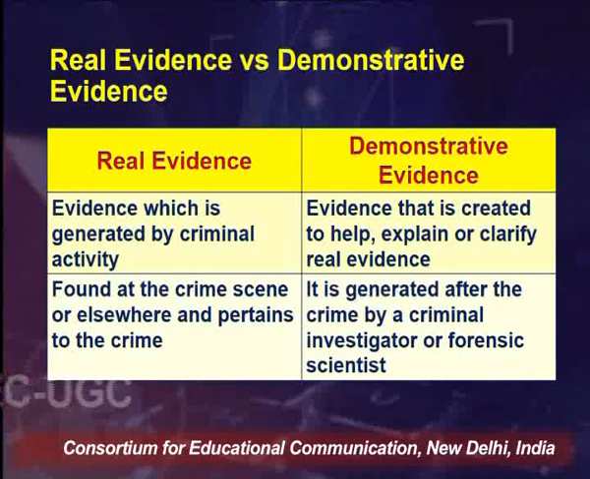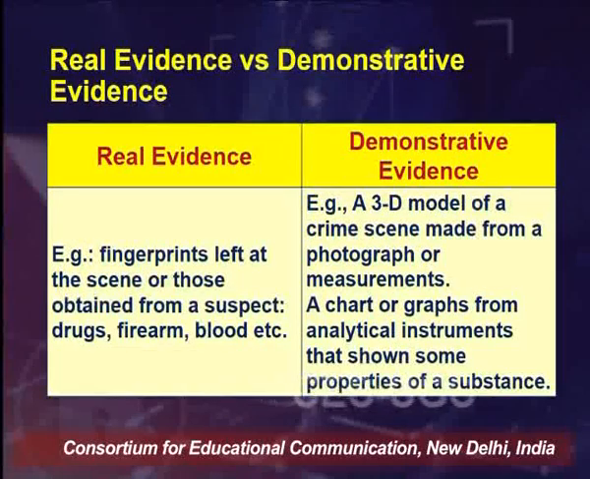The real evidence, as we have discussed, could be the various physical evidences which are found at the crime scene. But for the demonstrative evidence, if the forensic science expert has done a 3D investigation and made a 3D model out of the crime scene, that could be a demonstrative evidence which can help the expert in presenting his case in the court of law. As an example of real evidence, there could be fingerprints left at the scene of crime or those obtained from a suspect. Other real evidence, as I have already said, could be drugs, firearms, blood, etc. Whereas the demonstrative evidence is a 3D model of a crime scene made from photographs or measurements.